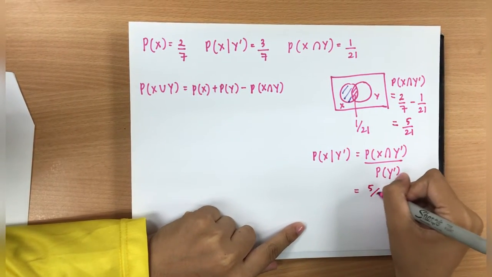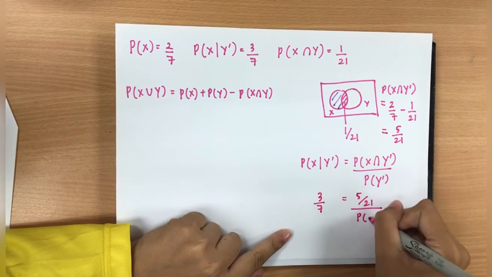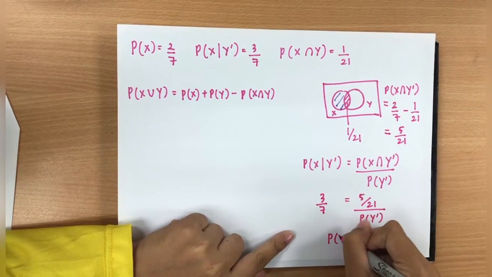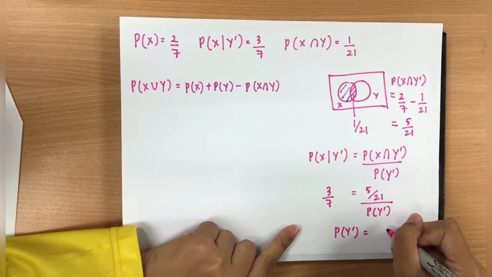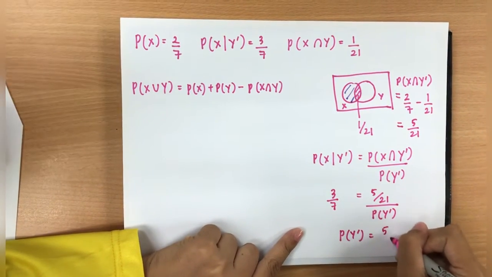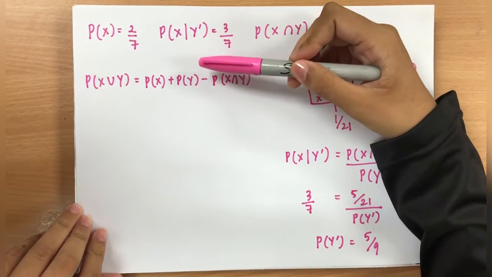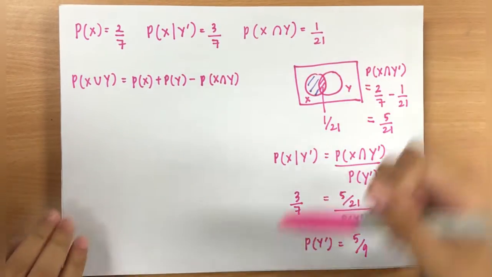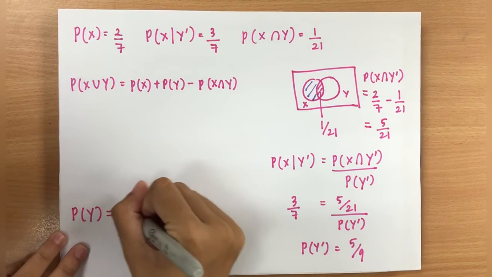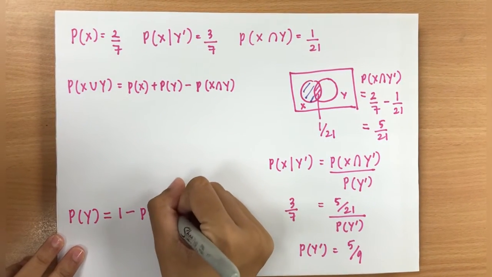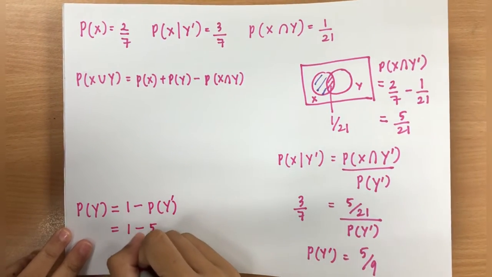So 5/21 over 3/7, which is the probability X given Y prime, gives probability Y prime, which equals 5/9. What we want here is probability Y. To get probability Y, it is 1 minus probability Y prime. 1 minus 5/9 equals 4/9.